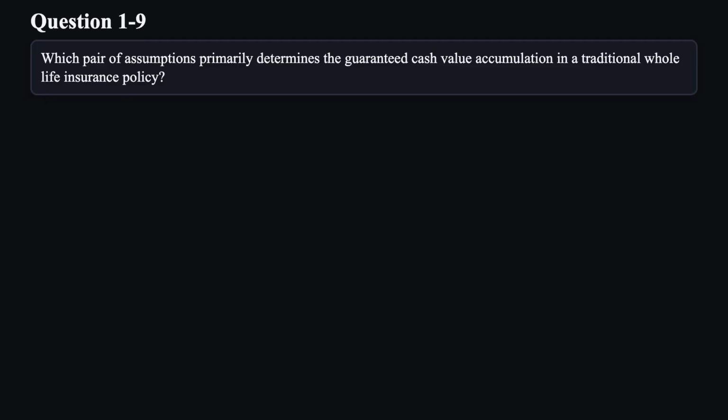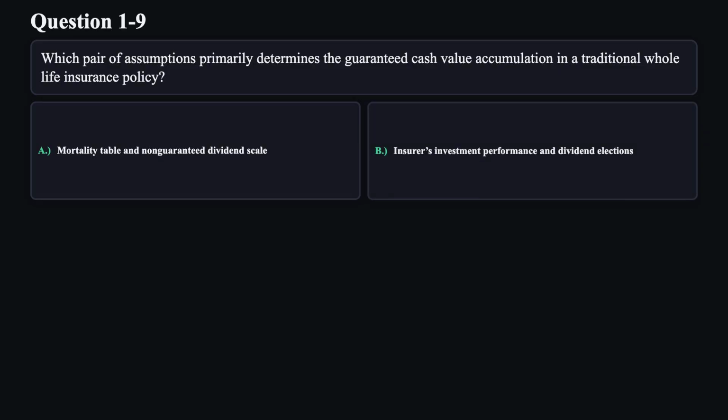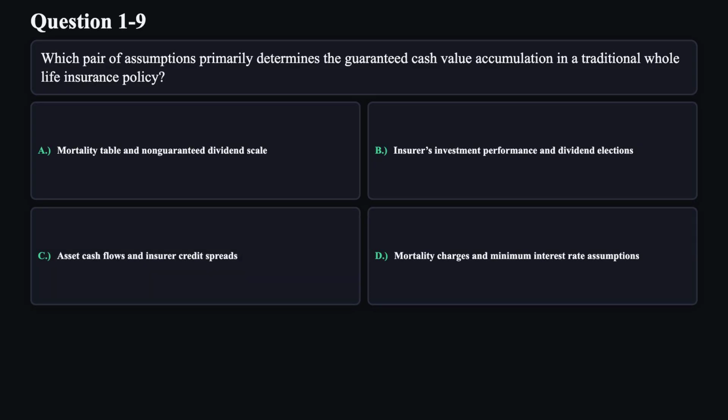Question 9. Which pair of assumptions primarily determines the guaranteed cash value accumulation in a traditional whole life insurance policy? A. Mortality table and non-guaranteed dividend scale. B. Insurer's investment performance and dividend elections. C. Asset cash flows and insurer credit spreads. D. Mortality charges and minimum interest rate assumptions.